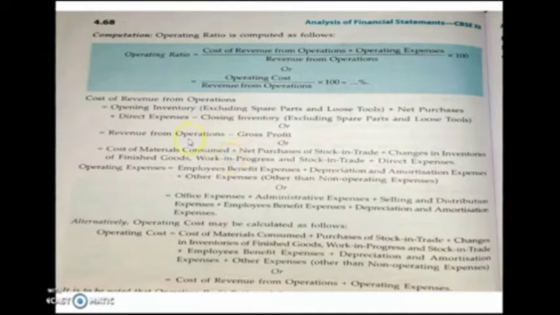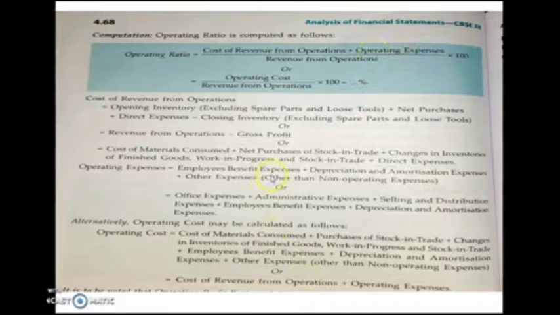The decision about the formula will be on the basis of the items given in the question. Cost of revenue from operation we have already discussed in our previous classes, when we were calculating inventory turnover ratio and gross profit ratio. We have already learned these formulas. The only difference is you have to exclude the spare parts and loose tools while calculating opening and closing inventories. The next part of this formula is operating expenses.